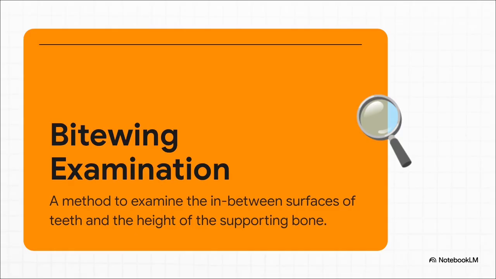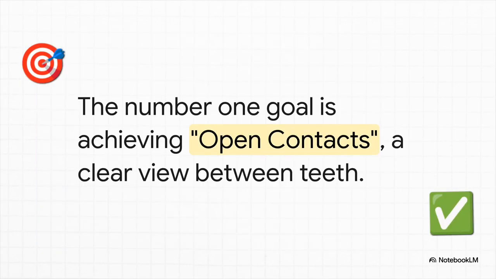It's designed to get a perfectly clear picture of the spaces between your teeth and also to check the height and health of the bone that's supporting them. This is so important because that's where the very first signs of bone loss from gum disease can show up. Now, when they're taking a bite wing, the person behind the machine has one main technical goal that is more important than anything else.